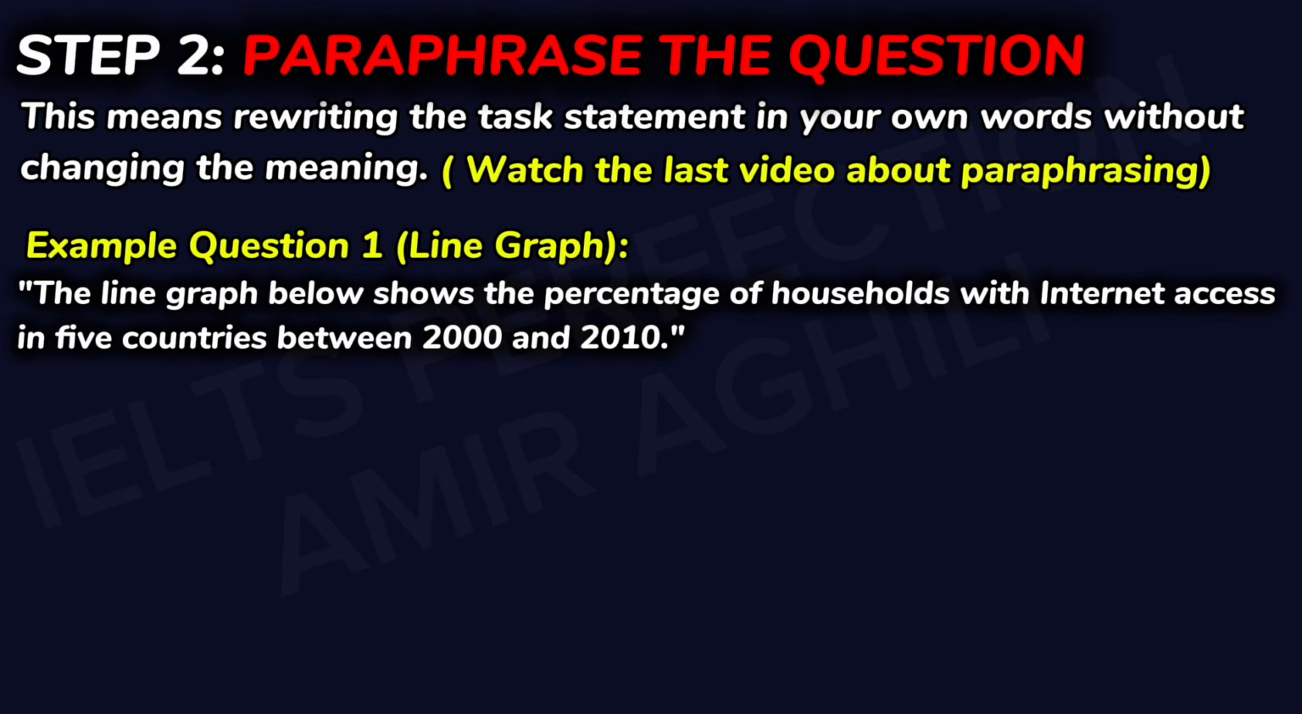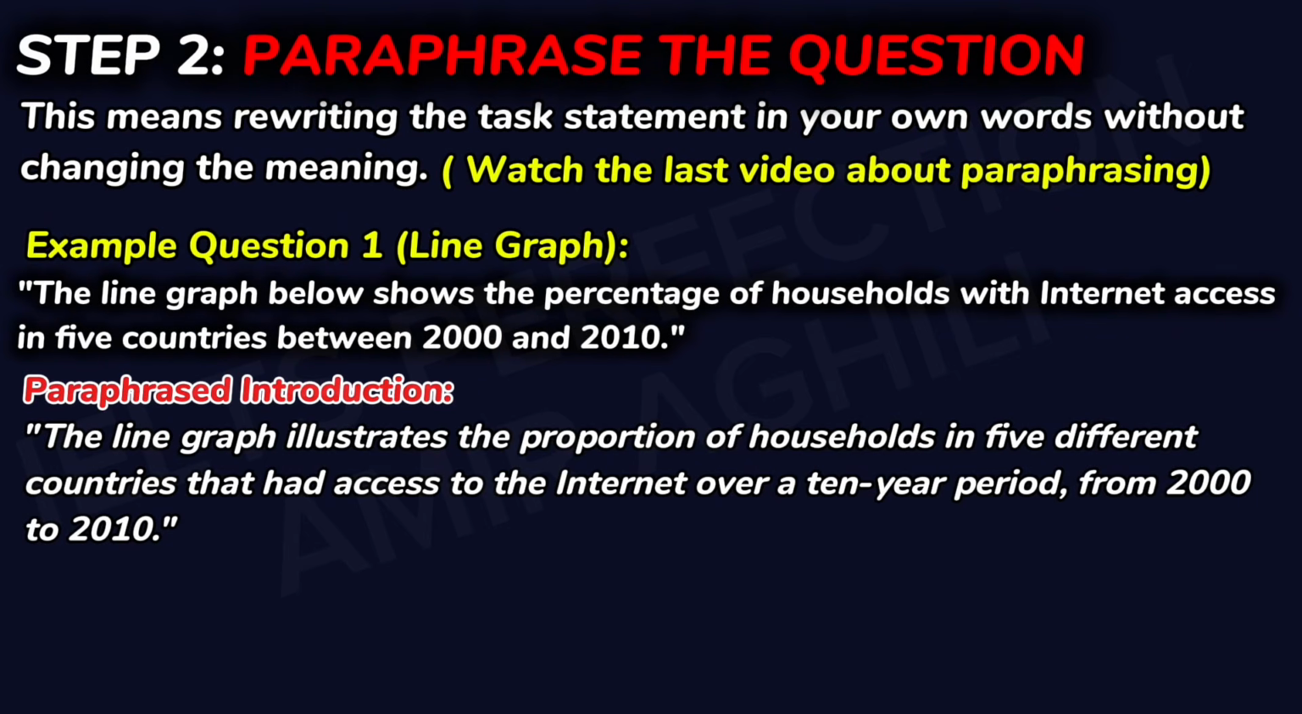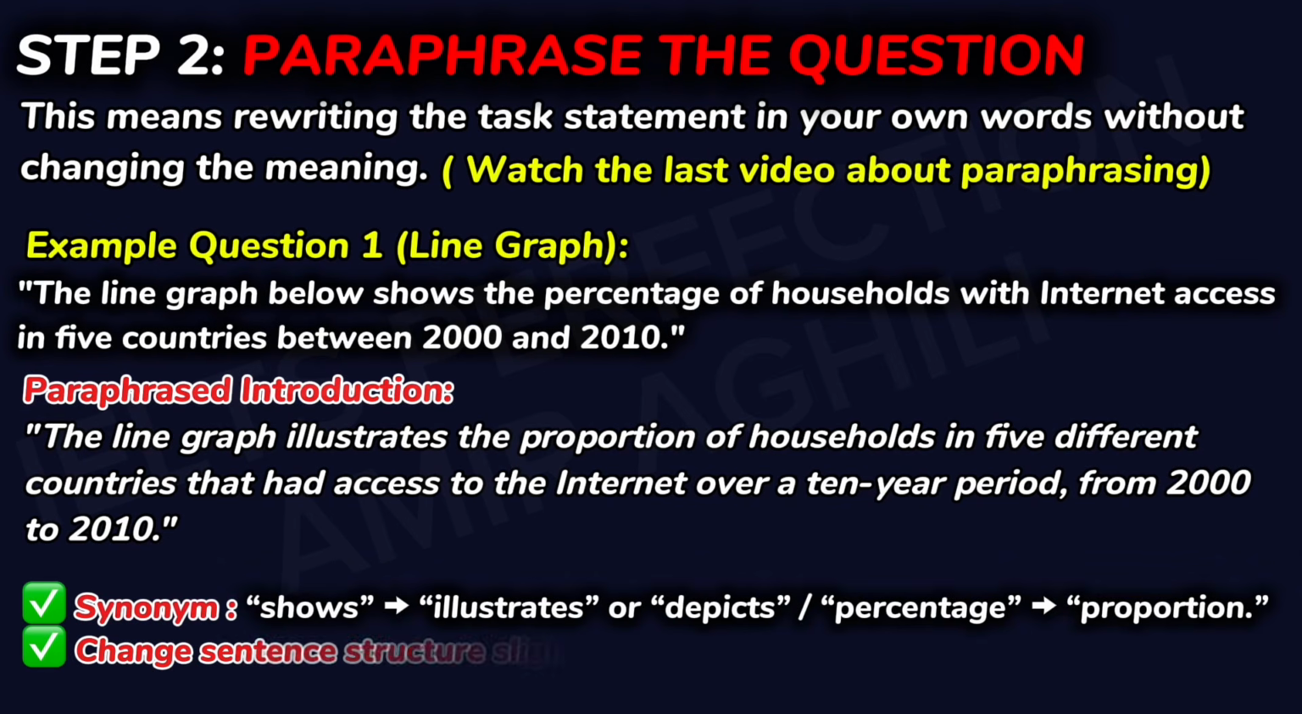The line graph below shows the percentage of households with internet access in 5 countries between 2000 and 2010. The line graph illustrates the proportion of households in 5 different countries that had access to the internet over a 10-year period, from 2000 to 2010. So, I use a number of synonyms, illustrates or depicts instead of shows, and proportion instead of percentage. Also, I change the sentence structure a little bit.